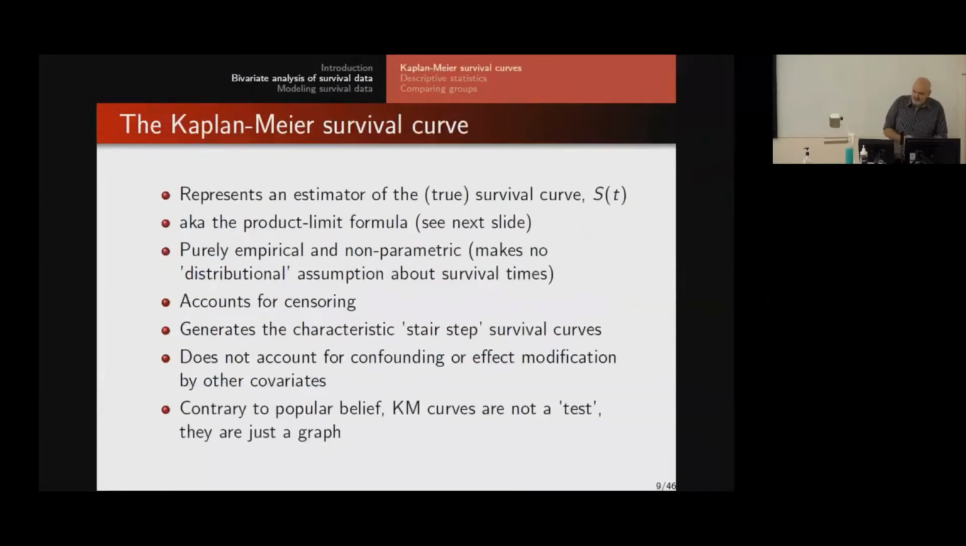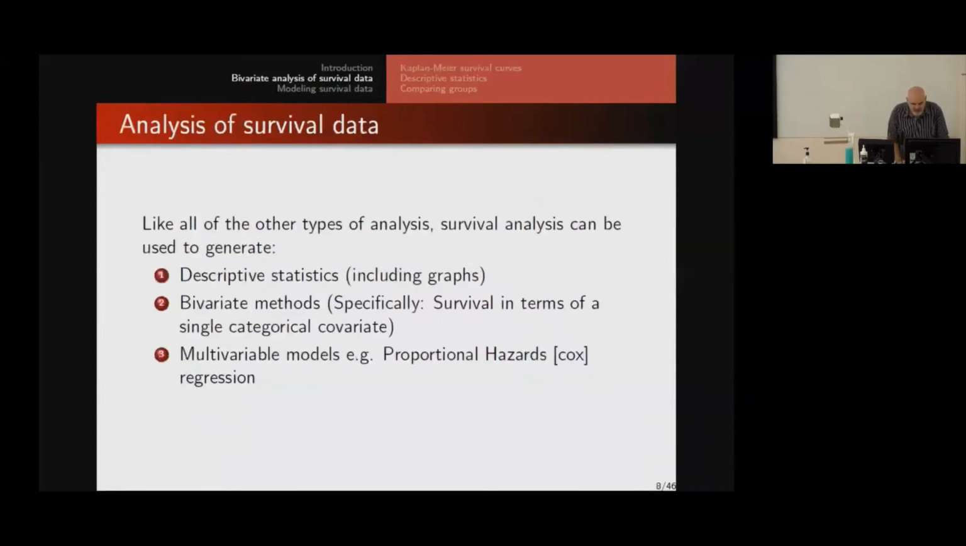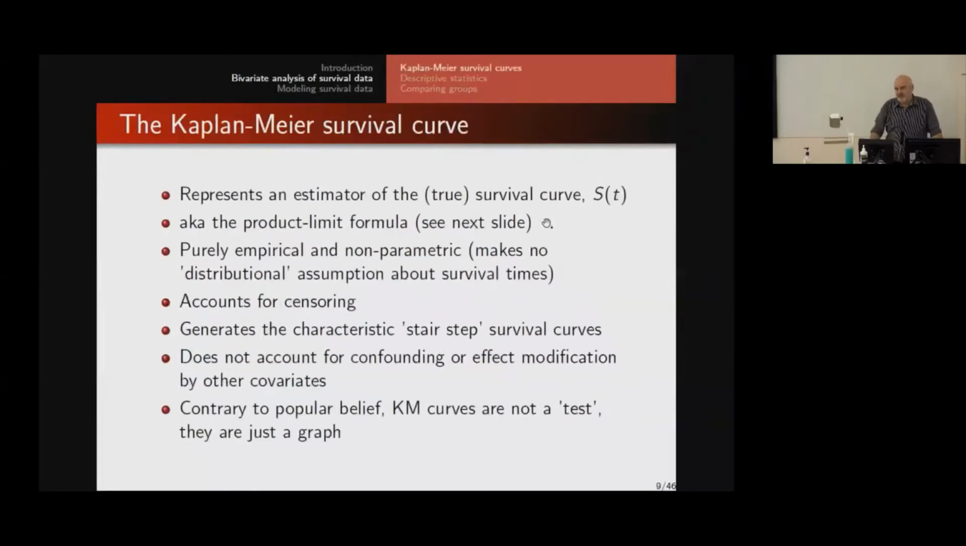Okay, so let's now first talk about a graph. And everybody's probably heard of this graph. So remember, we're just here at descriptive statistics. This graph is called the Kaplan-Meier survival curve. Okay, and what is it? It is actually a statistic. It represents an estimator of the true survival curve.